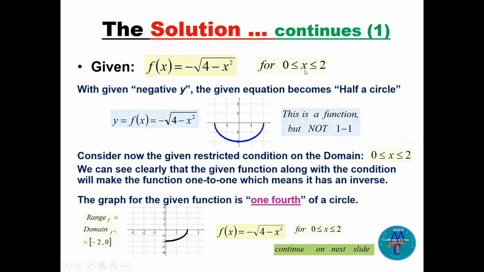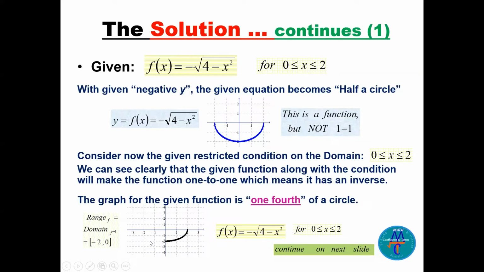So we look now at the condition given, x from 0 to 2. See here, 0 to 2. Now, by the condition, the function becomes like this, 1/4 of a circle. So the domain now, 0 to 2, we call it restricted domain, which is the condition. From 0 to 2 is the domain of the function. Zero to 2, you can see that. And now this is the graph.